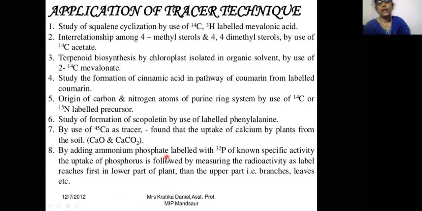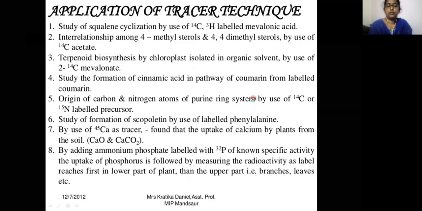This can also be found out by using these tracer techniques. Not only the biosynthetic pathways and the steps involved in the pathways, you can also find out things like calcium uptake and phosphorus uptake by the plants.